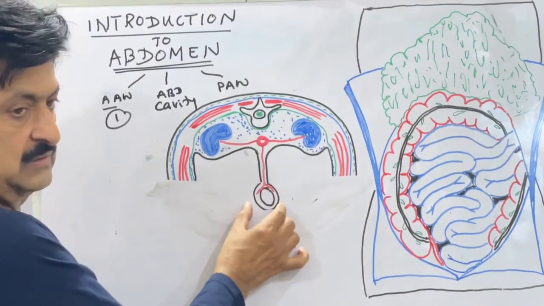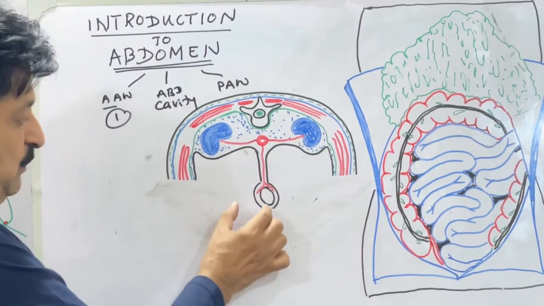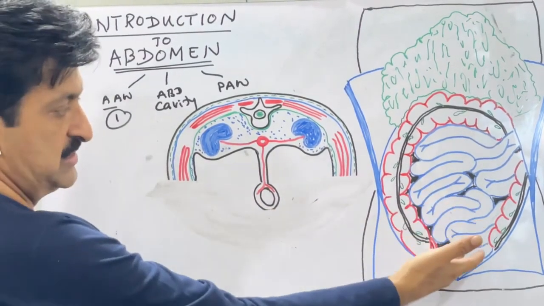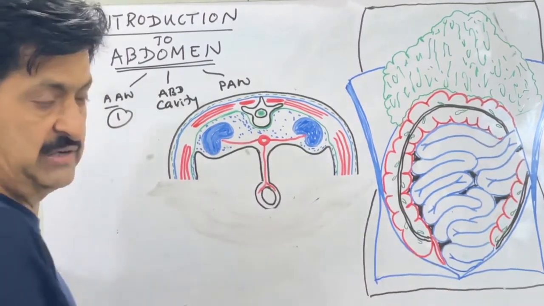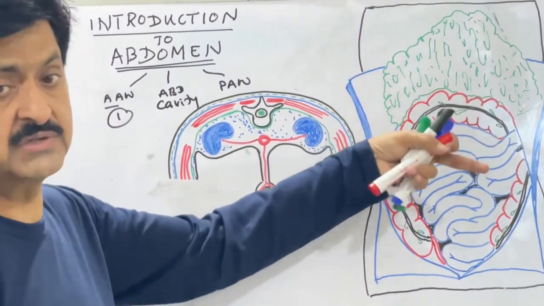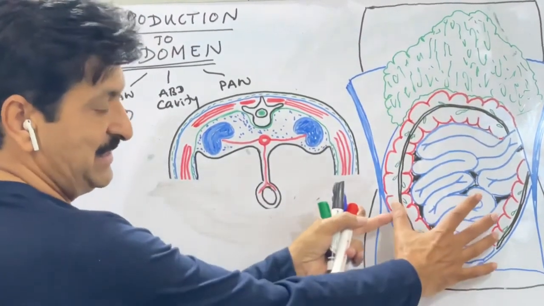This is called the gastrointestinal tract, any part here. This is the small intestine. You see all the small intestine loops, or coils, in the middle. The small intestine starts here from the duodenum, then the jejunum and ileum. You see it is arranged in the center.